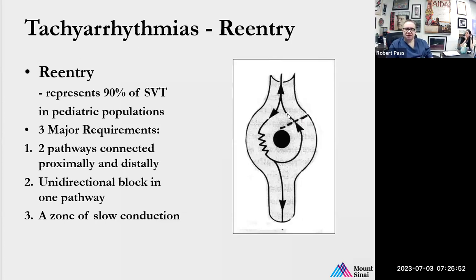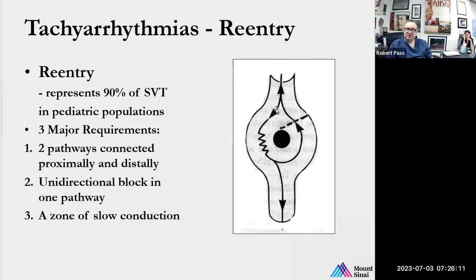So what are the three major requirements of reentry? First of all, you have to have two pathways. In this little cartoon, the two pathways are on the left and right side here. You have to have two pathways that are connected proximally and distally.